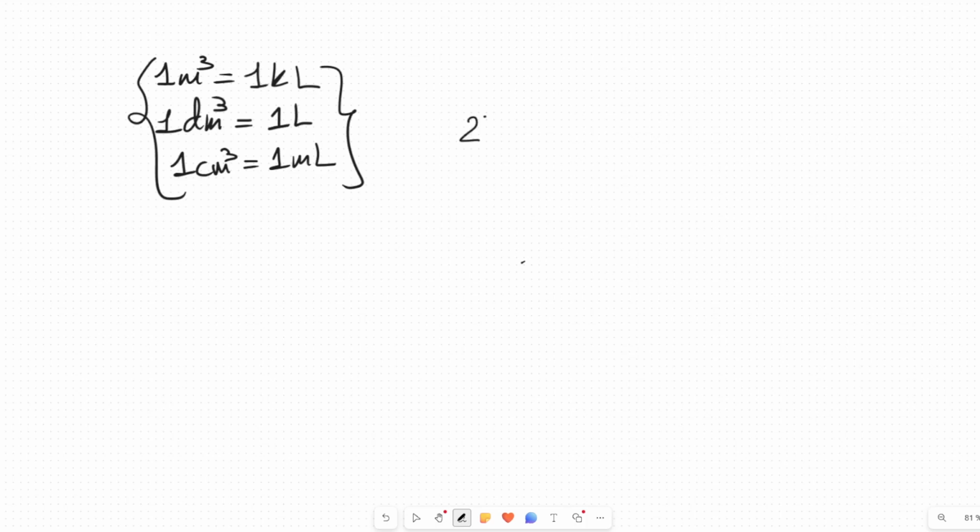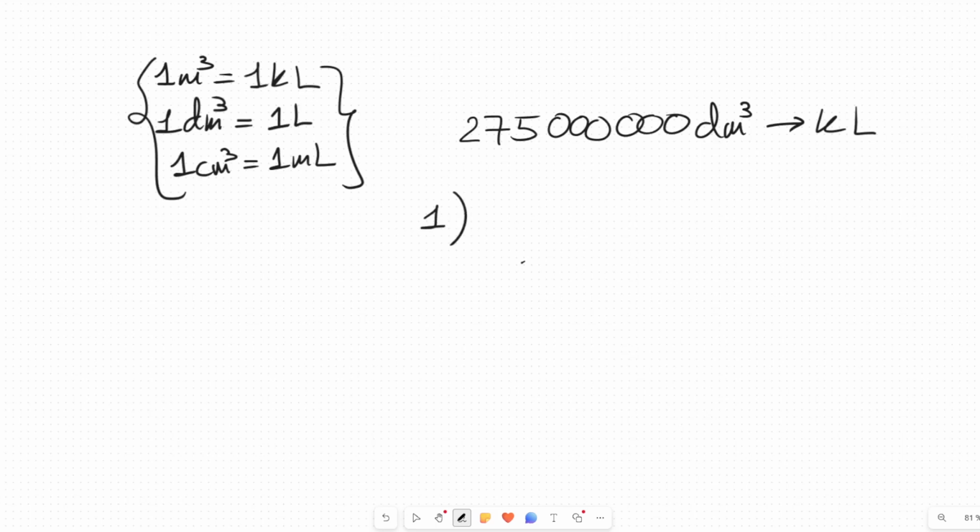We can have 27,527,500,000 cubic decimeters, and maybe I want to change this into kiloliters. All right, so what should I do? First, I write down the number in scientific notation, 2.75 times 10 to the power of 8. This is the same as always.